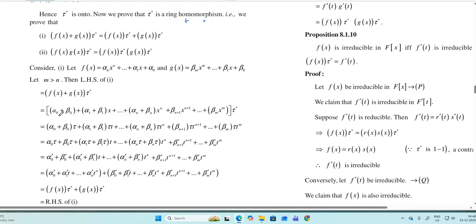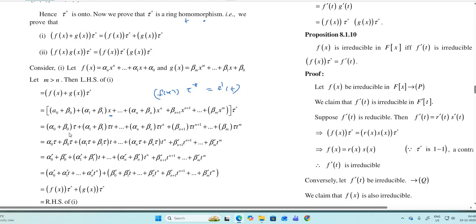When we add these two, we have alpha naught plus beta naught and so on up to n. We have the same, and then from n plus 1 to m only betas will exist. So that is why you have this step, and this is tau star, and this is nothing but by the definition. Whenever you have f of x, what tau star will do is take it to f dash of t. So you have got this polynomial. Wherever you have x, it will be taken as a t. So you have alpha naught plus beta naught, the image of this under this one.